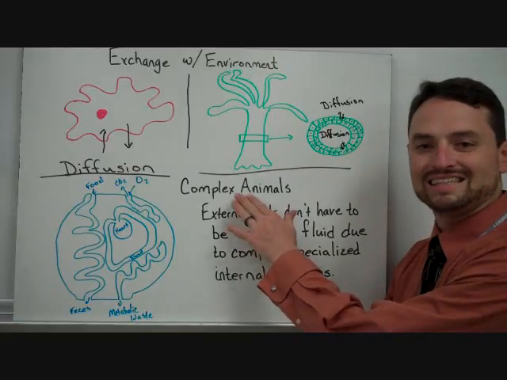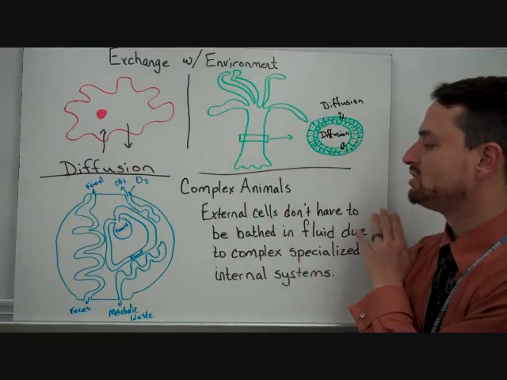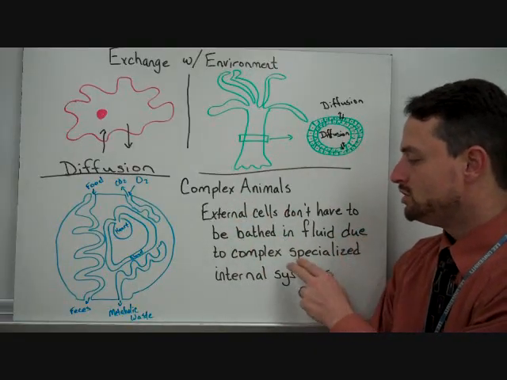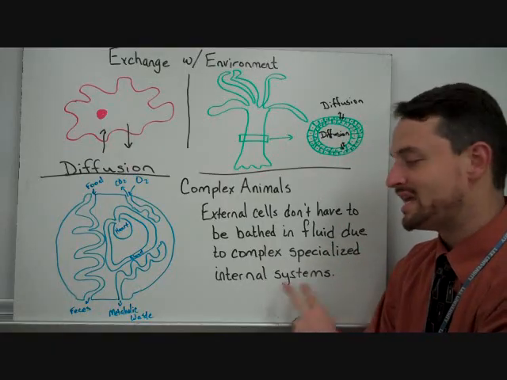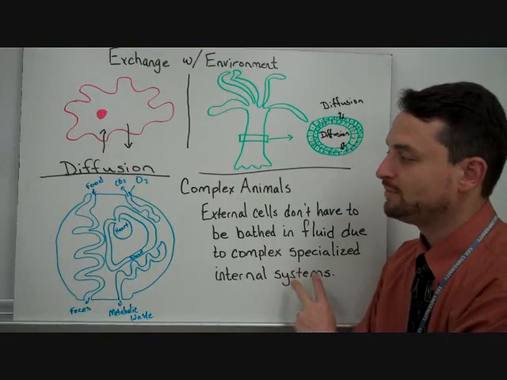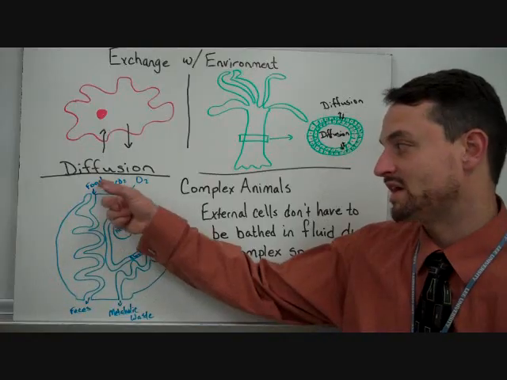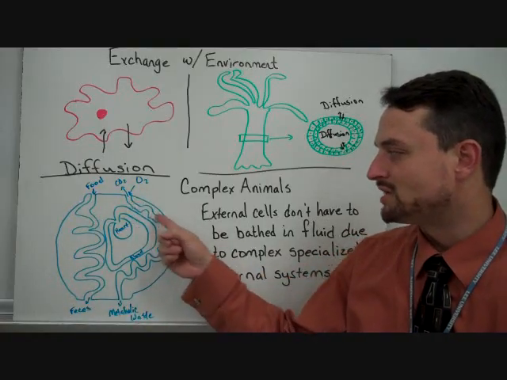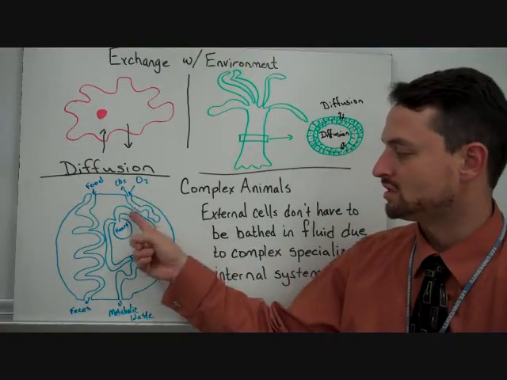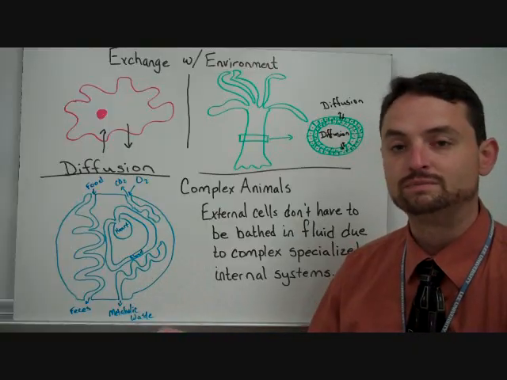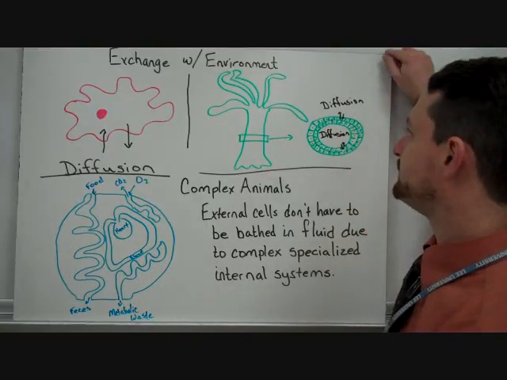So in complex animals, external cells don't have to be bathed in fluid due to the complex specialized internal systems. Those specialized internal systems are things like the digestive system, the respiratory system, the circulatory system, the excretory system, so on and so forth.